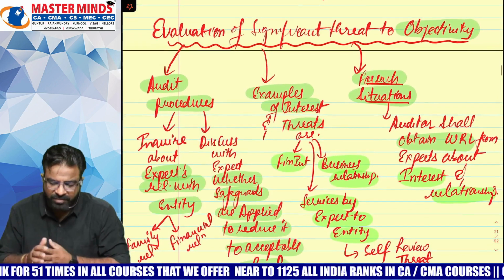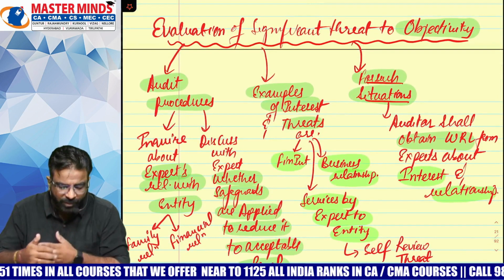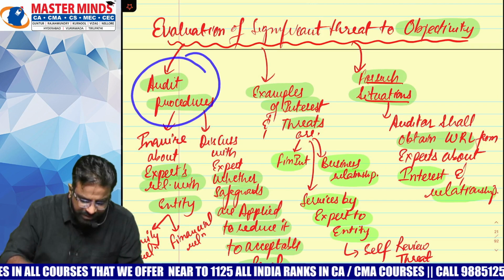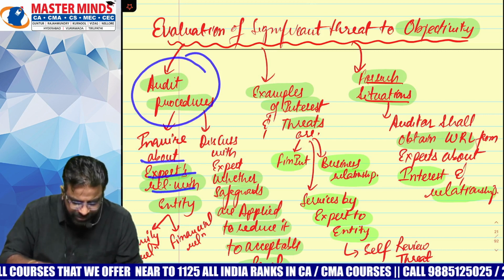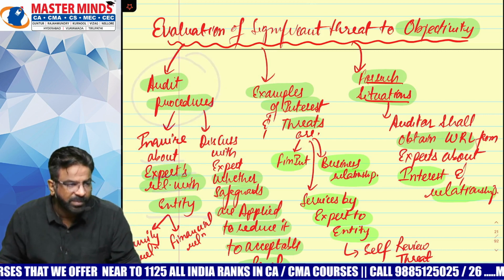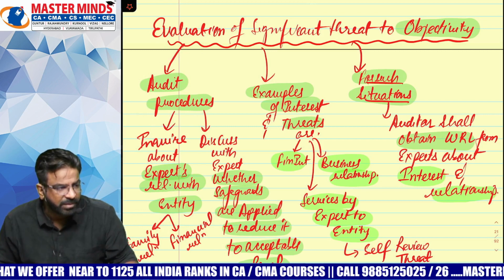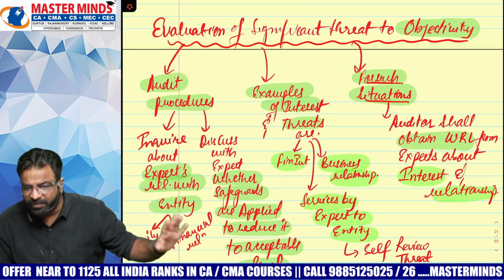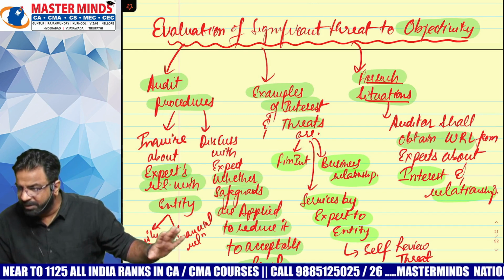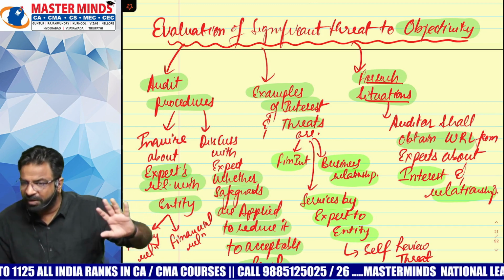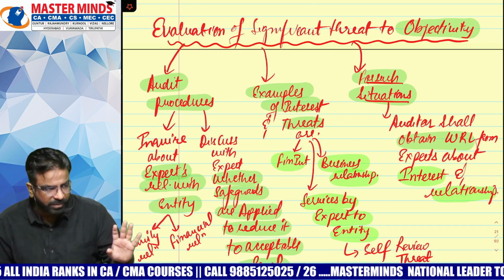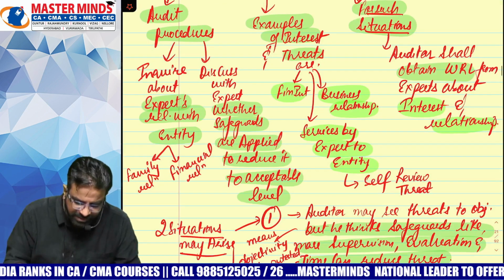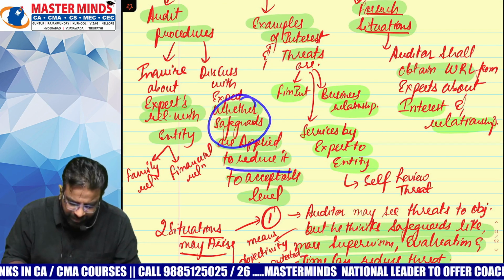Next one. Evaluation of significant threat to his what? Objectivity. Point number 1, audit procedure. Inquire about the expert's relationship with what? Entity. What do you mean by the expert's relationship with the entity? Did you work earlier somewhere with this entity or not? Did you have any relationship, or do you have any family member working in the company or not?